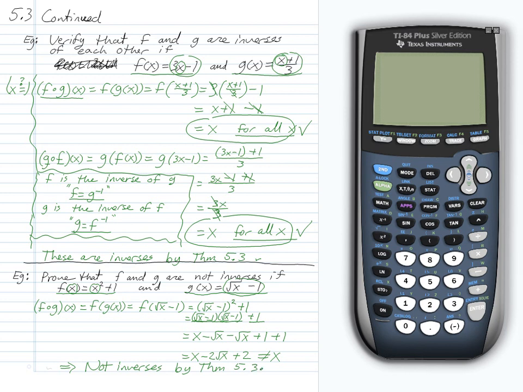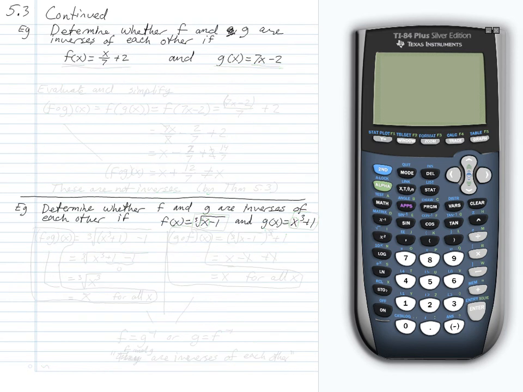Alright, so we're using a lot of logic in this section. We're basing our conclusions for every problem that we look at on the reasoning, on the logic of theorem 5.3. So make sure you read that over, really digest it, and understand what's going on with the function and its inverse to help you along.